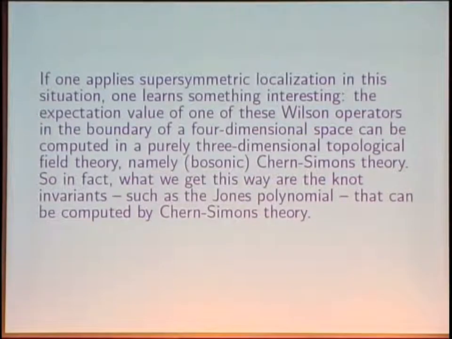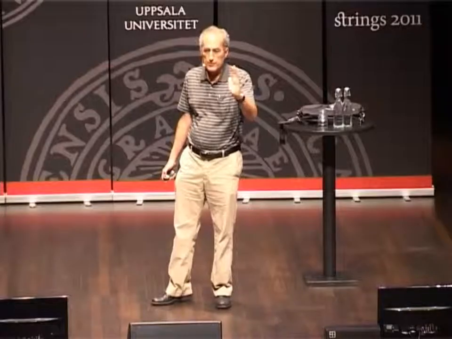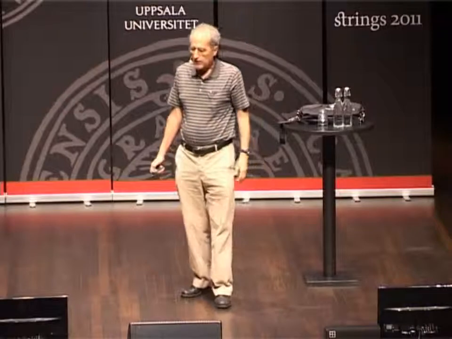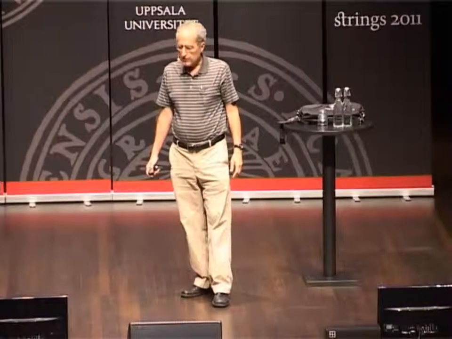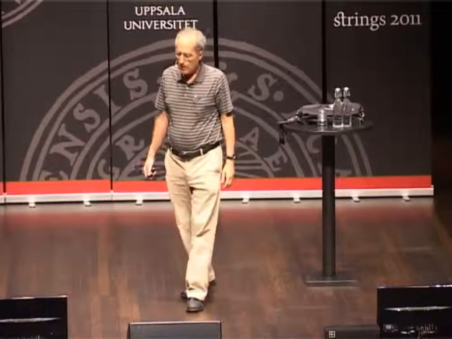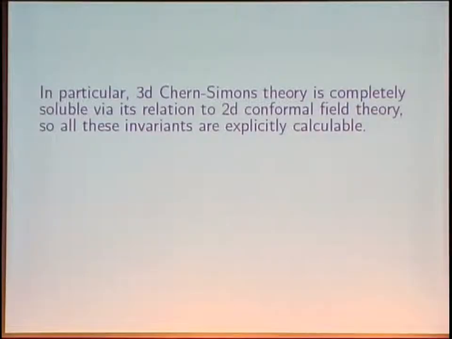So localization reduces you to something smaller. In this case, the something smaller is still a quantum field theory, but it's a quantum field theory in 3 dimensions instead of 4. And it's got the virtue that it's completely soluble. So 3D Chern-Simons theory is completely soluble because of its relation to 2D conformal field theory. So all these invariants are explicitly calculable.